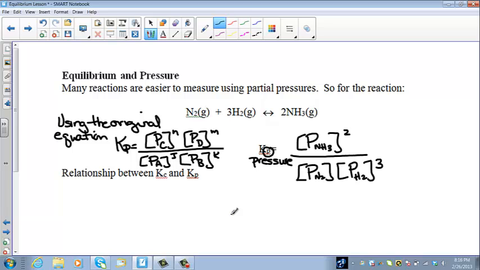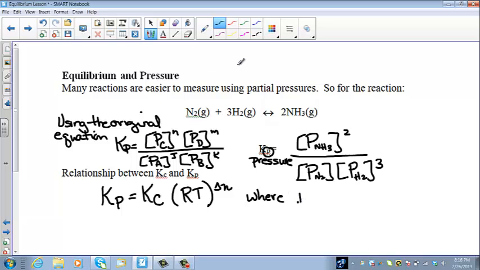So what is the relationship between Kc and Kp? Well, Kp equals Kc times RT raised to the delta N, where delta N is equal to the change in the number of moles of gas.